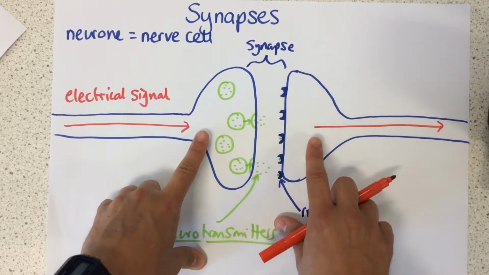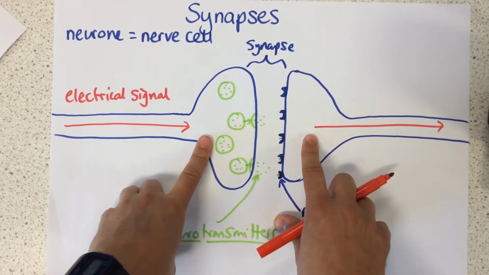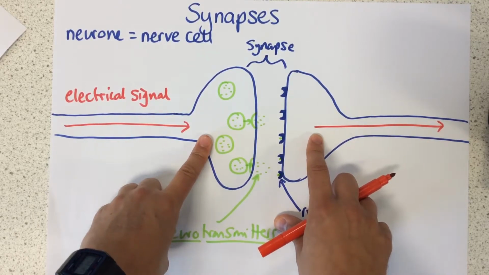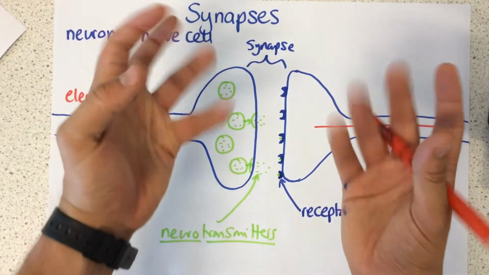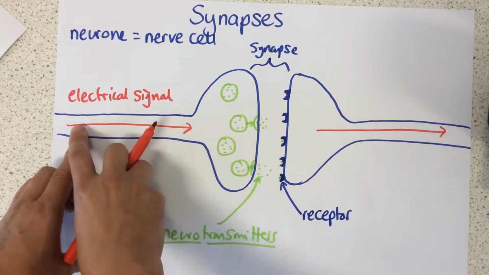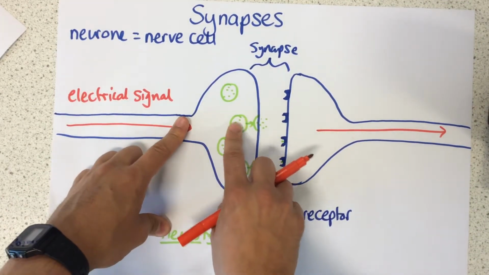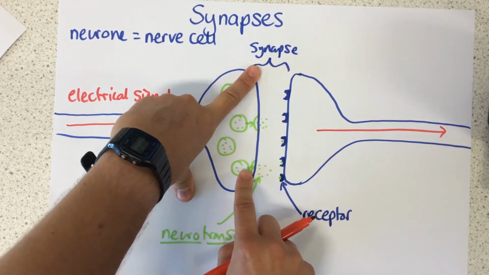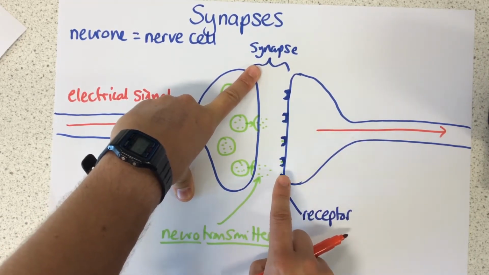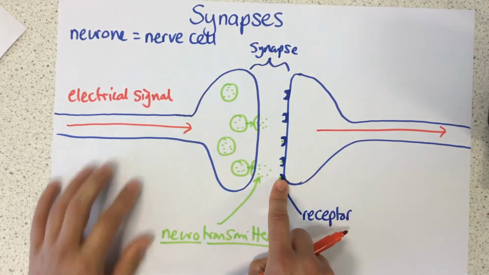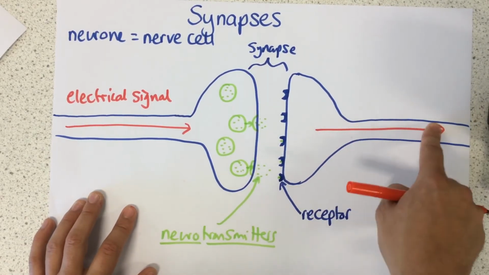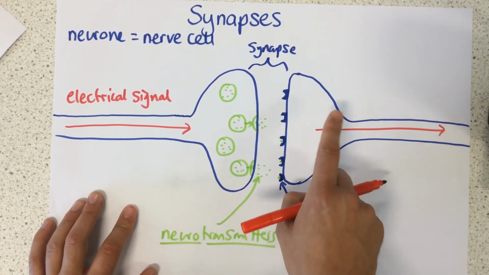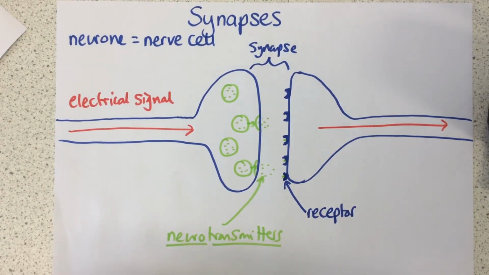Remember, this is happening all the time. You have millions and millions of neurons in your brain, and throughout your body you have neurons as well. It's an electrical signal. It causes neurotransmitters to be released into the synapse. They diffuse across and bind to a receptor, and if there's enough, it will cause an electrical signal in this second neuron. And that's all there is to synapses.